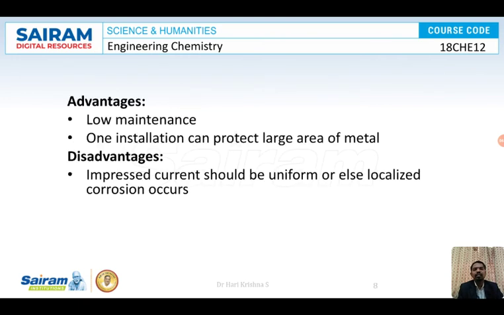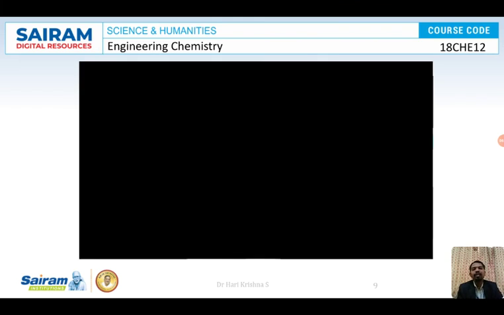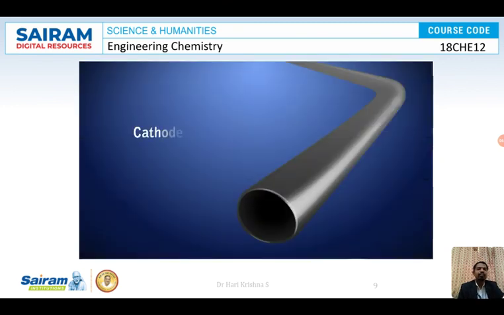The advantage is low maintenance. One installation can protect a large area of metal, but the impressed voltage should be uniform, otherwise localized corrosion occurs. Why does localized corrosion occur? Because local galvanic cells form here and there, and corrosion may occur because of that. Here is a small animated video which shows cathodic protection by the impressed voltage method. We'll understand it better.